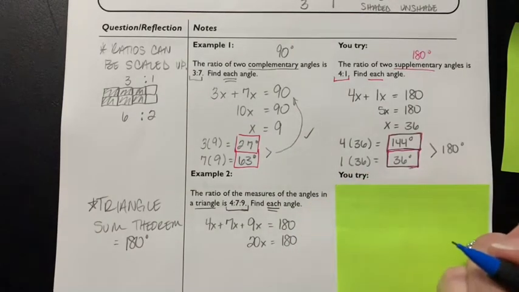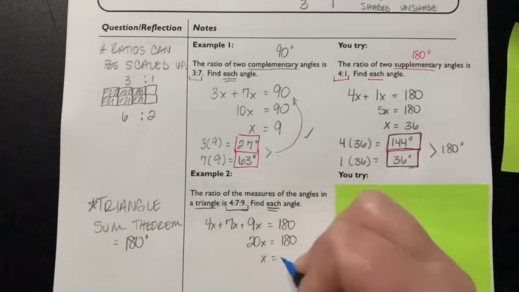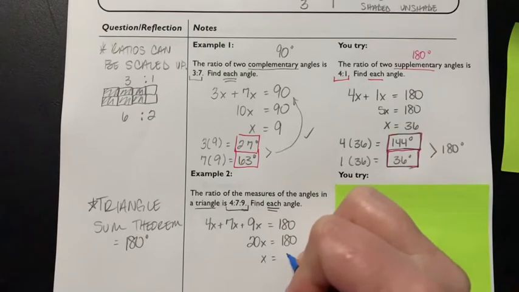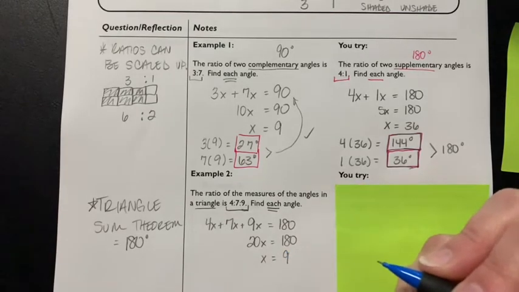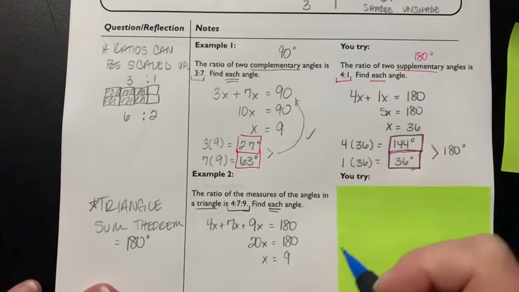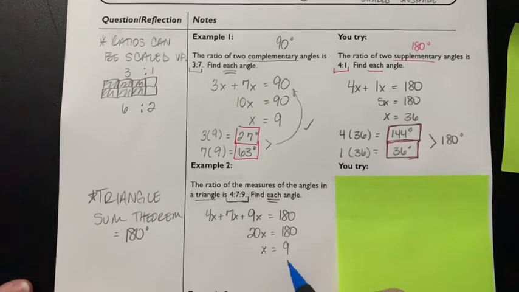20x equals 180. And then I solve for x by dividing by 20. And that should give me an x of 9. Now remember, we're not done. Just finding the 9 isn't enough here. We have to take it a step further.